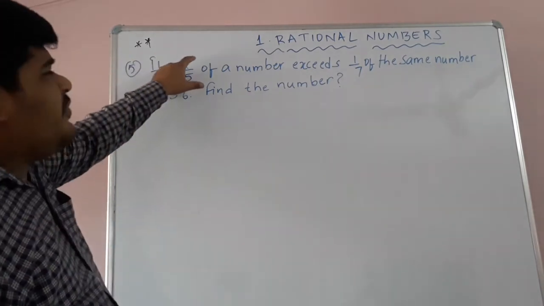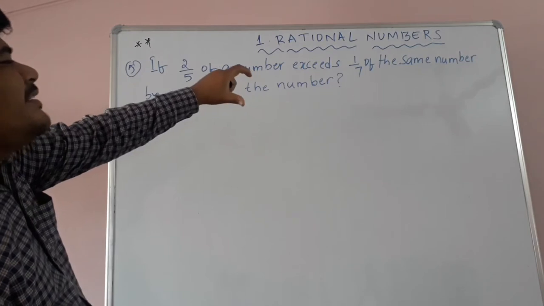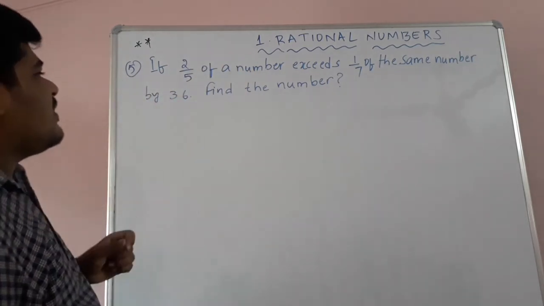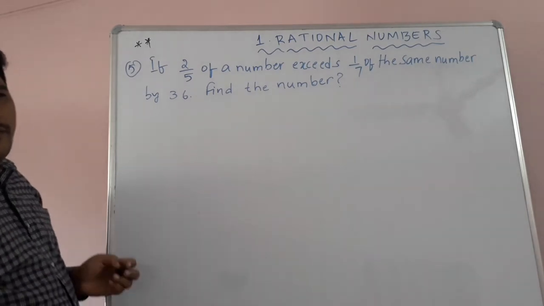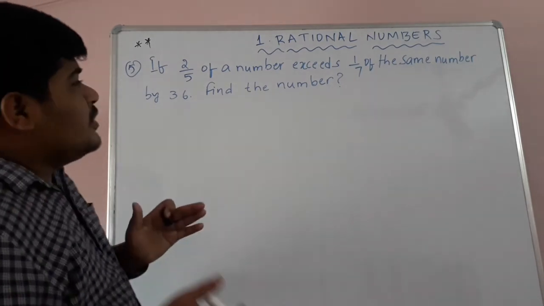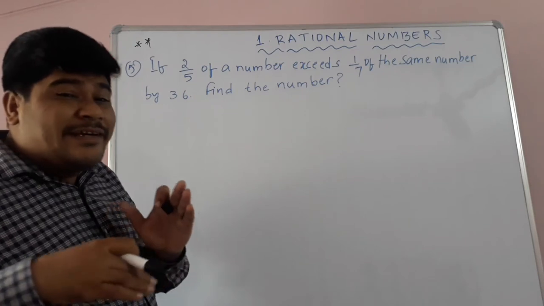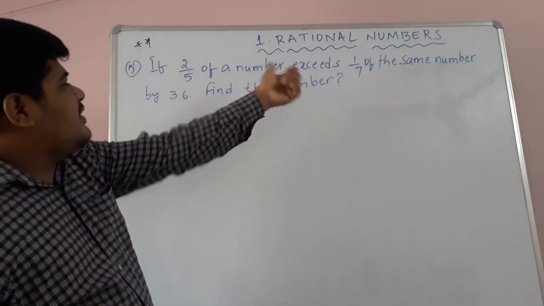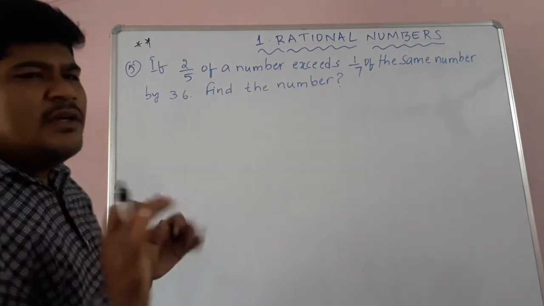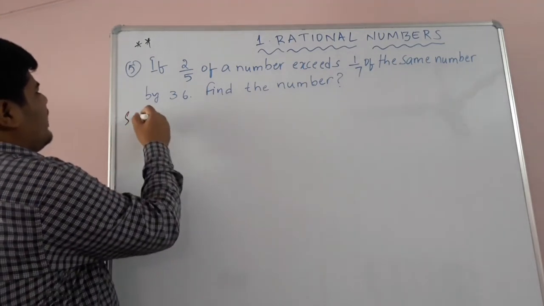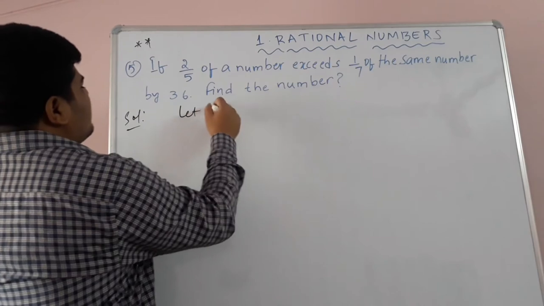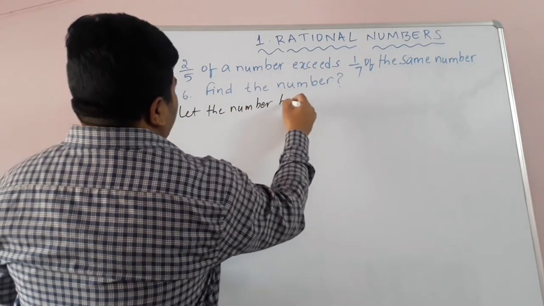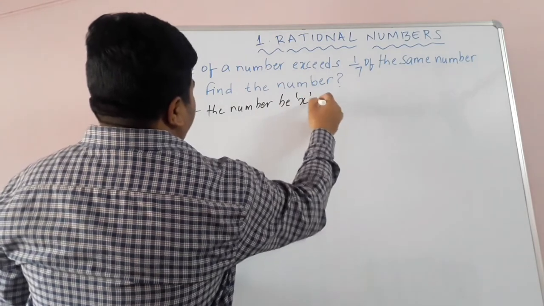If 2/5 of a number exceeds 1/7 of the same number by 36, find the number. So there is one number, children, in which the 2/5 part exceeds its 1/7 part, and the difference is 36. What is that number? So, children, here we can assume that number as x. So let the number be x, children. Okay, let the number be x.